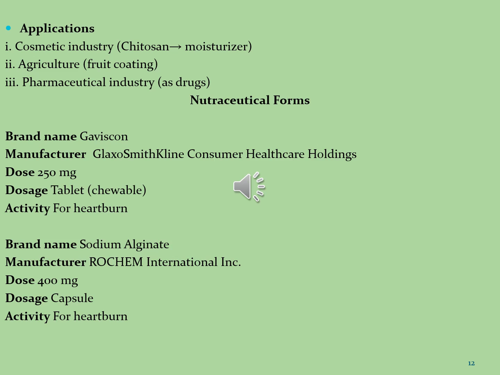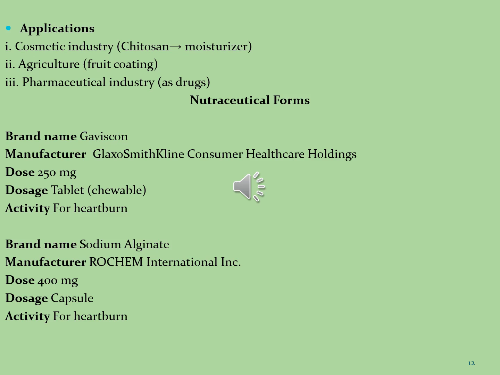Now we discuss some important pharmaceutical brands in which phytoconstituents or carbohydrates are used as an active source. The first product is Gaviscon, which is a very famous and reputed brand of GlaxoSmithKline Consumer Healthcare Holdings. We take its dose to 50 mg per day. It is formulated in chewable tablet dosage form. It is used for heartburn.